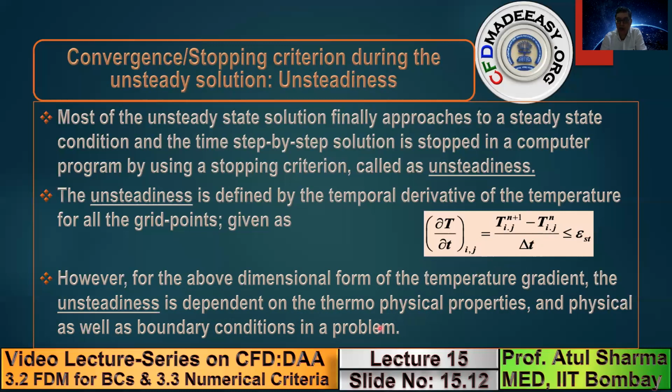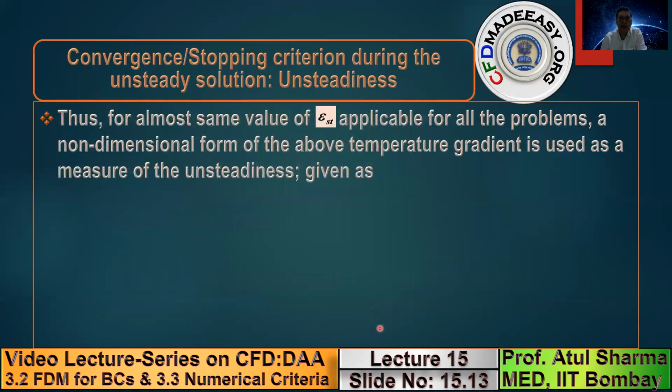It is also dependent on the physical as well as boundary conditions in the problem. So what is normally suggested is that instead of using this stopping criterion in a dimensional form, a better approach is so that we can have the same value of epsilon delta t applicable for all the problems, independent of material and independent of the boundary conditions and the initial conditions. A non-dimensional form of the above temperature gradient is used as a measure of steadiness.